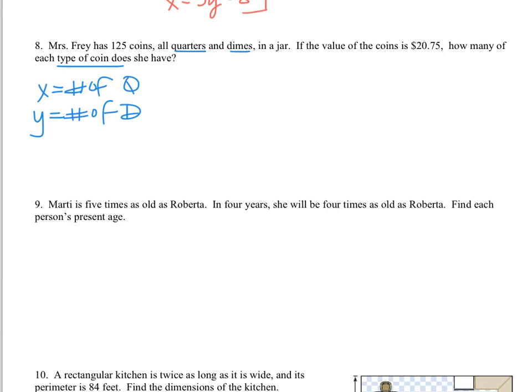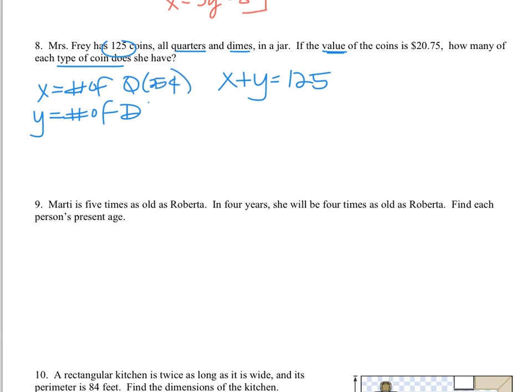Now it says I have 125 coins total. That means all of the quarters plus all of the dimes should equal the total number of coins in the jar. X plus y equals 125. Then it says the value of the coins. When we think about value, we know that quarters are worth 25 cents. Whoopsie, that's a 5 right there.